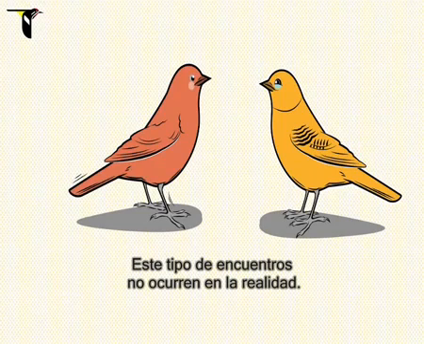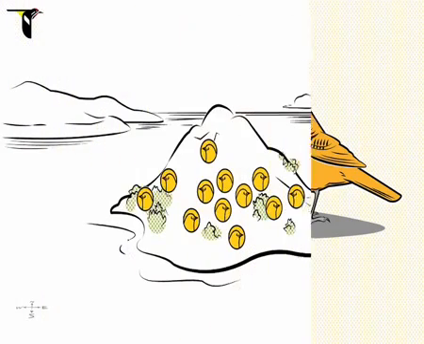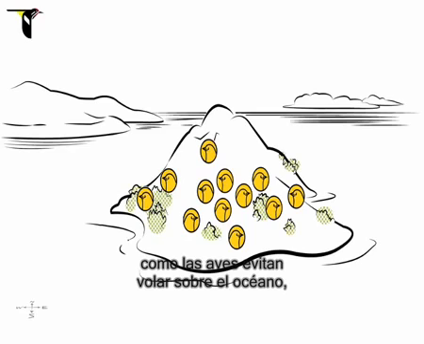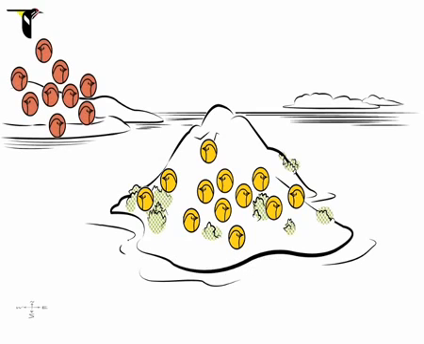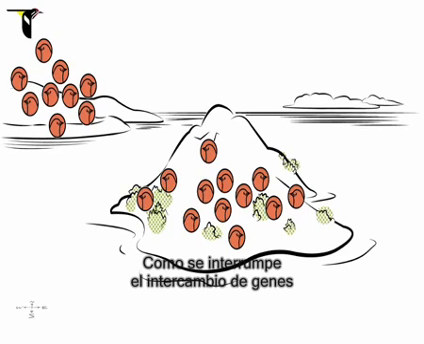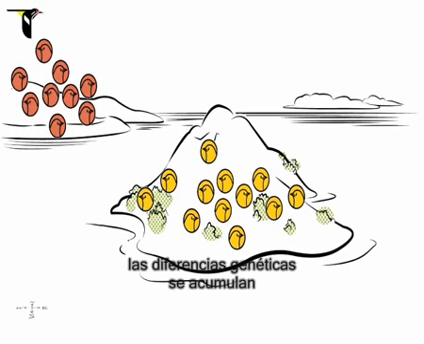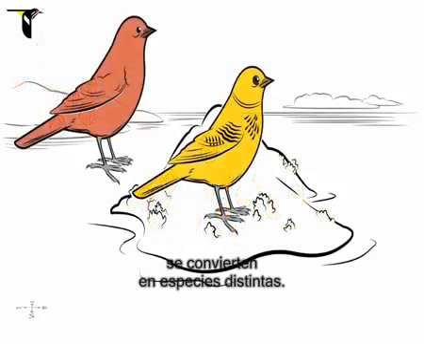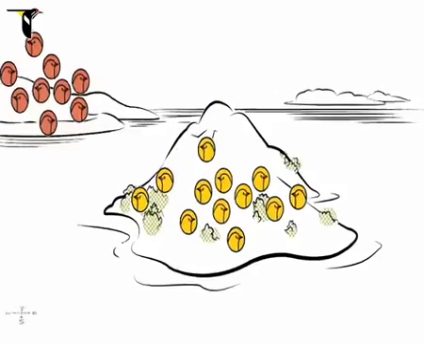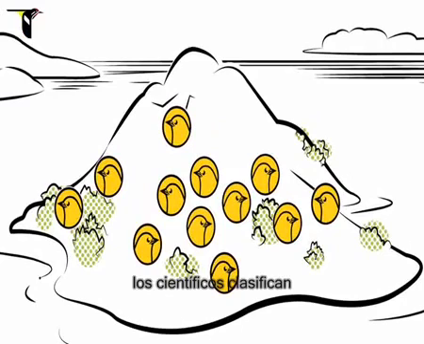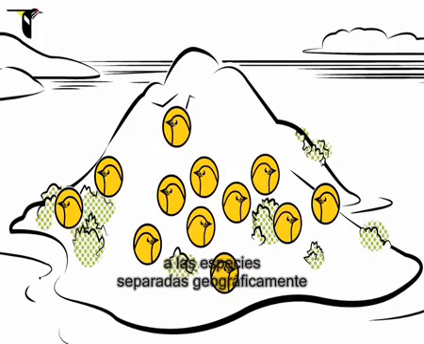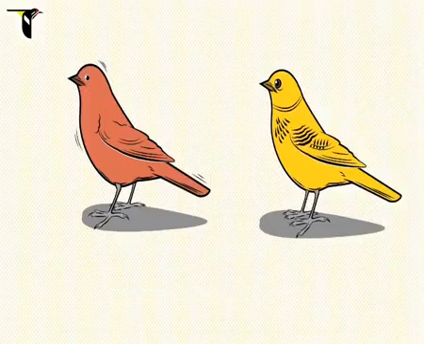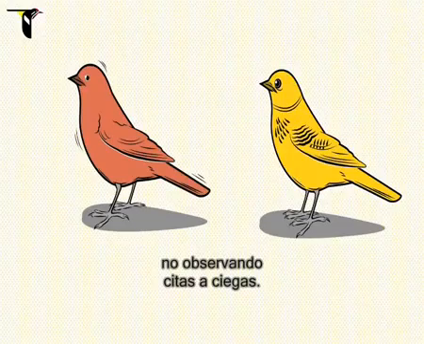But these kinds of dating matchups don't happen in reality. Here, because our birds avoid flights across the open ocean, island birds do not regularly encounter mainland birds. Because genes from the two populations no longer intermix, genetic differences accumulate, and the two populations become different species. So in practice, scientists classify species separated in space by their genetic differences, not by observing blind dates.